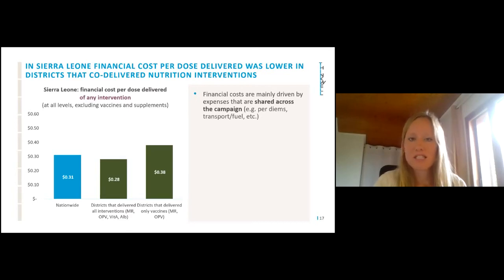And when comparing areas that delivered all 4 interventions, so that's MR, OPV vaccines, as well as the nutrition interventions, there the cost per dose was lower, so 28 cents. And in districts where only vaccines were delivered, the cost per dose delivered was higher, 38 cents. And this makes sense when we think about the fact that many campaign activities were shared across the campaign, and many big financial expenditures for the campaign don't necessarily increase with the number of doses delivered. So for example, health workers receive the same per diem during a campaign day in Sierra Leone, regardless of how many children they manage to reach with how many doses of which vaccine or nutrition supplement.